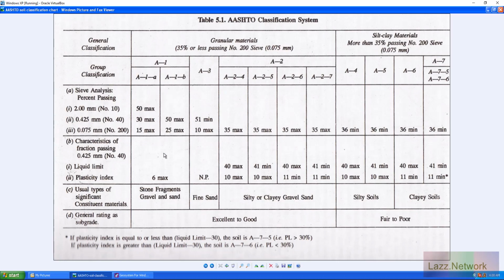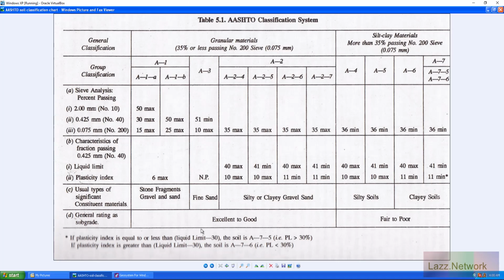So the thing here is, it just depends on what kind of material you are going to have passing your sieves. This is why for our number 40 sieve, as it's getting finer for our A1-B, we can have more material passing the 200 sieve, but nothing more than 25. But then here there must be a minimum of 51% passing your number 40 sieve, but nothing greater than 10.